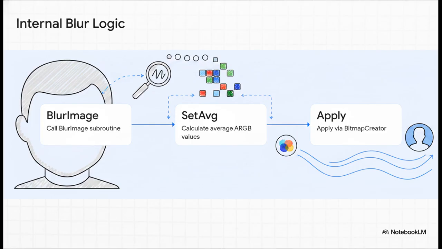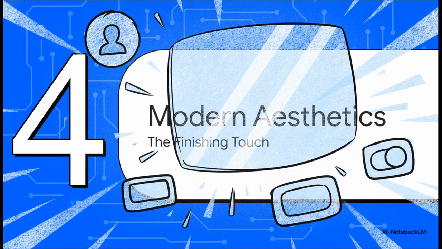What's absolutely fascinating here is how incredibly optimized it is. It's doing all this heavy lifting under the hood to deliver a buttery smooth visual result, and it doesn't freeze the app's main thread. You get gorgeous atmospheric blurring without dropping a single frame of performance. Next up, Section 4, Modern Aesthetics, the finishing touch.